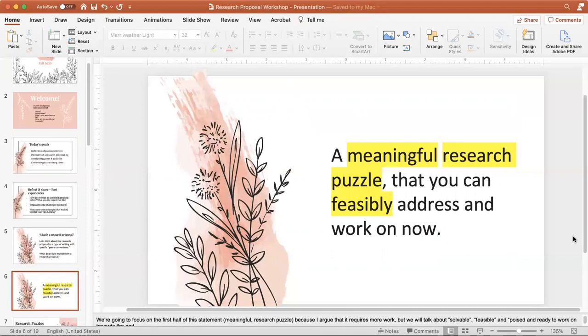Now, one way to think about or answer that question is to consider a research proposal as containing a meaningful research puzzle that you can feasibly address and work on now. Today we're going to focus a bit more on the meaningful or significance aspects, the research puzzle, research question aspects, and less on the feasibility or capability aspect, since that may depend greatly on the topic or the project itself.